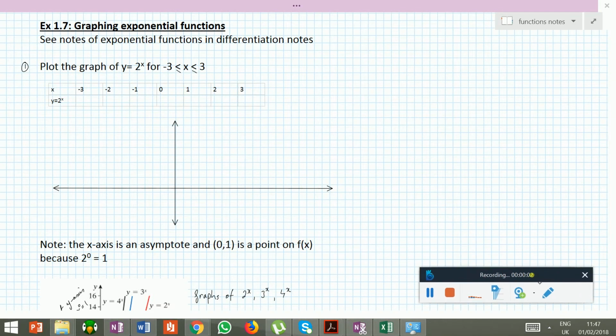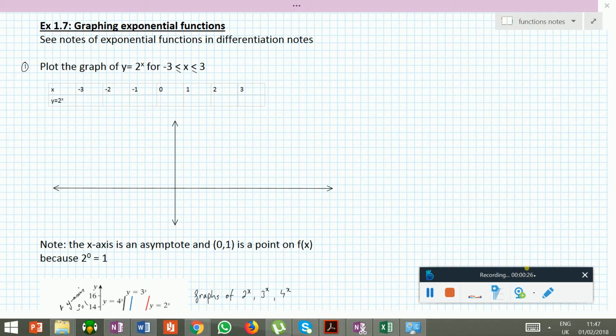Okay, exercise 1.7 deals with graphing exponential functions. There's a few notes you've already seen on exponential functions in the differentiation notes. What we're looking at here is we want to plot the graph of y is equal to 2 to the power of x between -3 and +3. An exponential function, by the way, is when you have an x in the power.